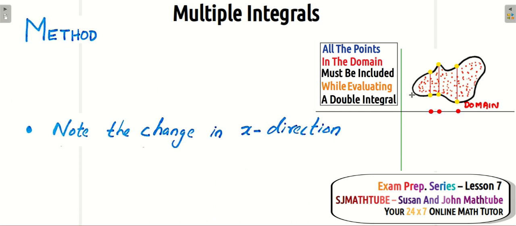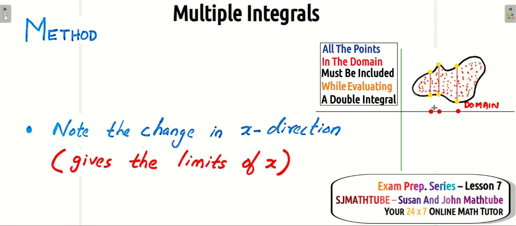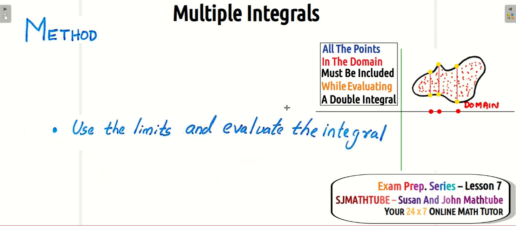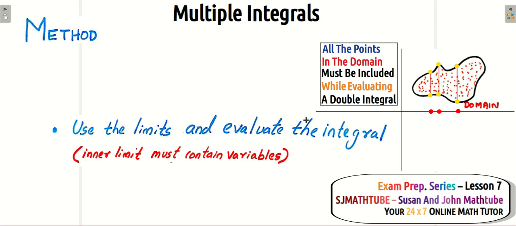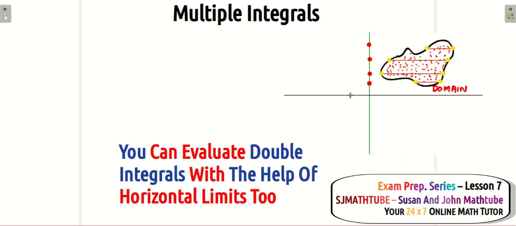When the stripe moves from the initial point to the last point, you can also notice some movement in the x axis, and that gives the limits of x. We have to use these limits and evaluate a double integral. So remember, when you draw stripes parallel to the y-axis, the limits of y will contain a variable and x will be a constant.